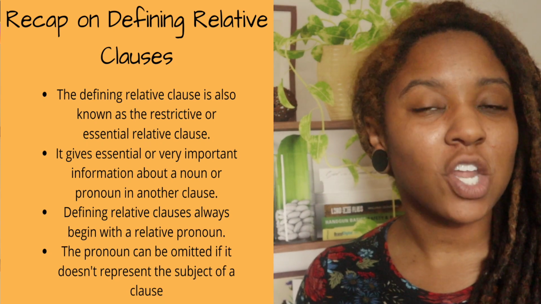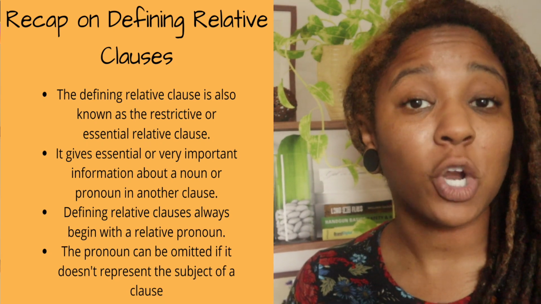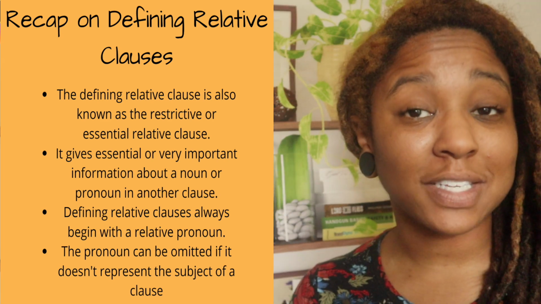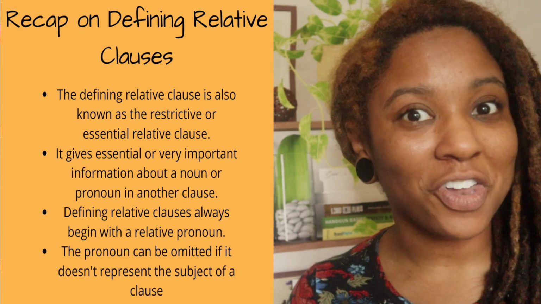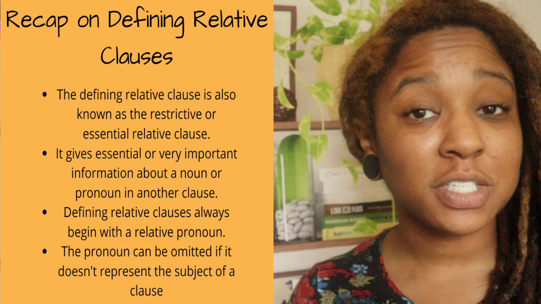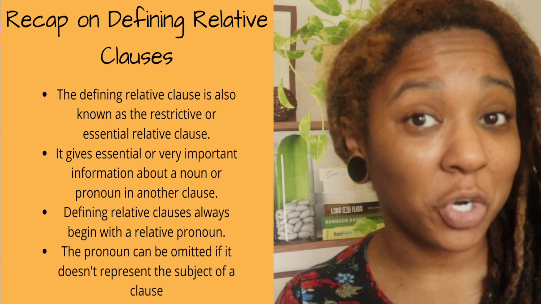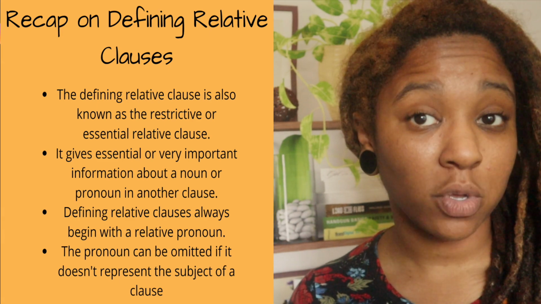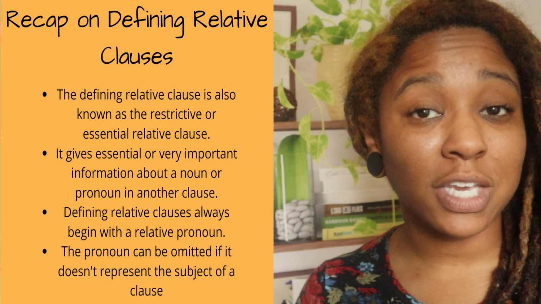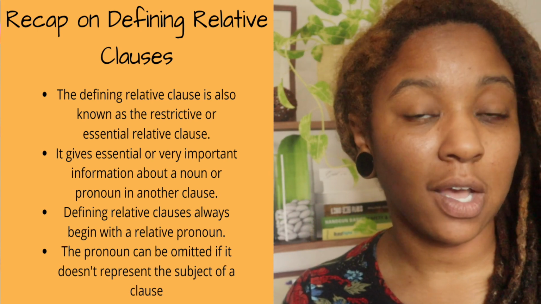So we made it to the end of our section on defining relative clauses. You're awesome. I knew you could do it. So here is a little recap. The defining relative clause can also be called the essential or restrictive relative clause. It gives us essential or defining information about a noun or a pronoun in another clause in the sentence. Defining relative clauses always begin with a relative pronoun: who, which, that, where, when, whom, or whose. The pronoun can be omitted if it doesn't represent the subject of the clause.